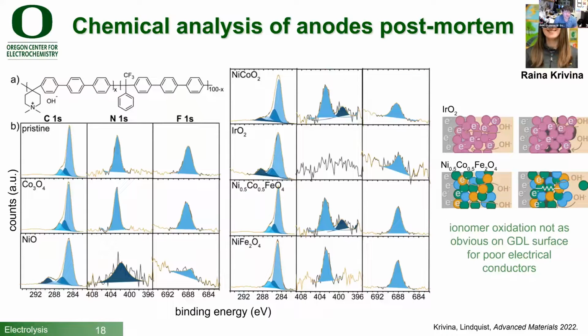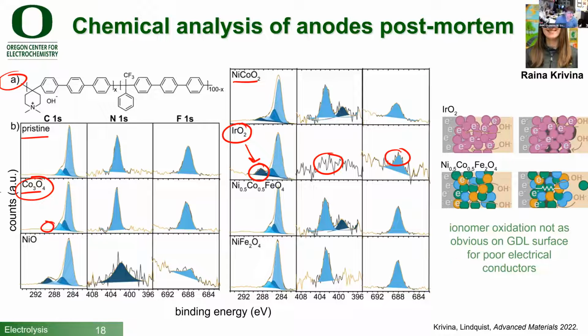We can also take these cells apart and look at the metal oxide catalysts and how the oxidation of this ionomer is affected by what catalyst we use. And we found something very interesting. If we use iridium oxide, notice we have a lot of oxidation. That's consistent: loss of nitrogen, loss of the fluorine. That's consistent with what I showed you before. Though if you use something like cobalt oxide, you see a lot less oxidation, but we're still seeing similar degradation.